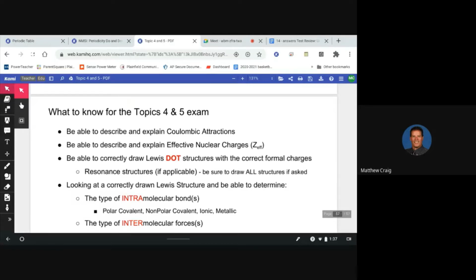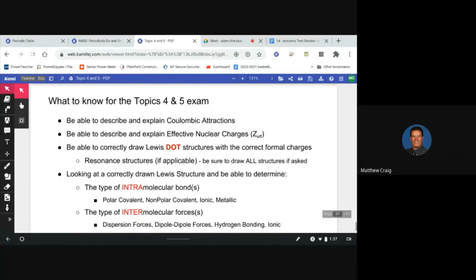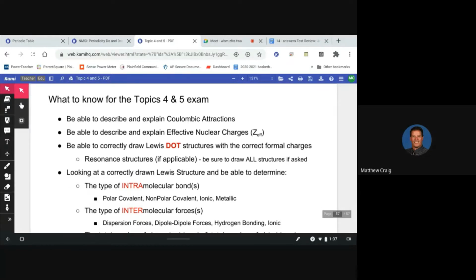What to know for the topics 4 and 5 exam. Be able to describe and explain Coulombic attractions. We've done that numerous times in here. Be able to describe and explain effective nuclear charge, also known as Zeff. Be able to correctly draw Lewis dot structures with the correct formal charges, or if it violates the octet rule, make sure we revert to the octet rule.